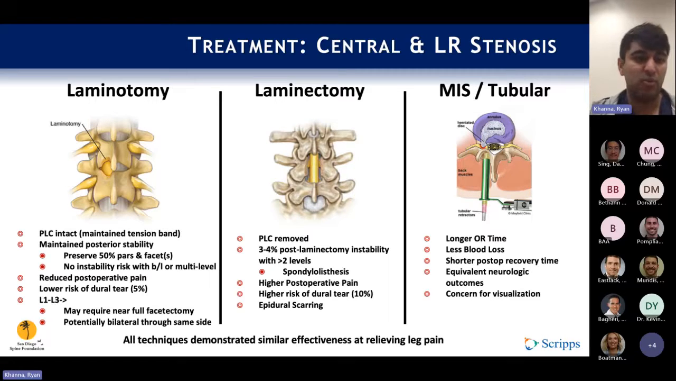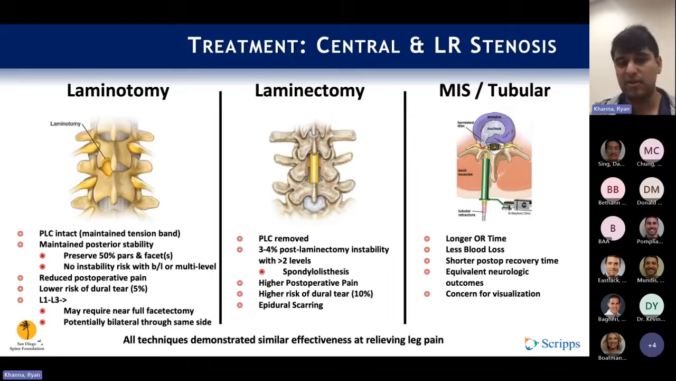At the higher lumbar levels from L1 to 3, because the pars and facet are more narrow, sometimes to get the full decompression of the central and lateral recess, you might need a full facetectomy, which could destabilize the patient and require a fusion later down the road. The middle column refers to a traditional laminectomy, in which all the midline elements, as well as the medial facet, are removed bilaterally. The cautionary tale you have to take away from this is that with multiple levels, and even one level, you have a higher risk of developing a post-laminectomy instability.